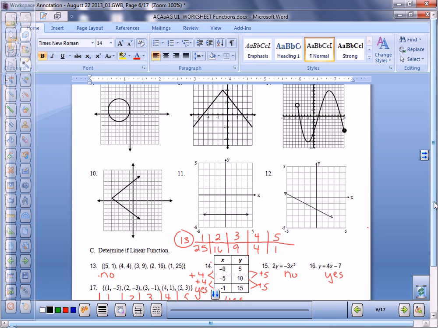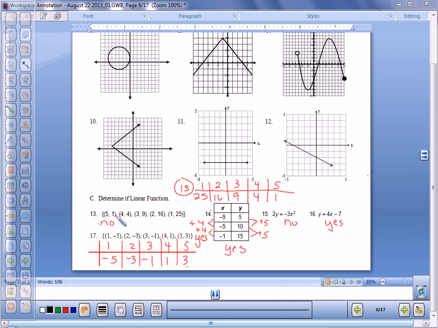Now, the last couple. Number 13. I took it from this and wrote it as a table so I could see the differences really easily. This increases by 1, but this changes by -9, -7, -5, -3. Was that change constant? No, that is not.